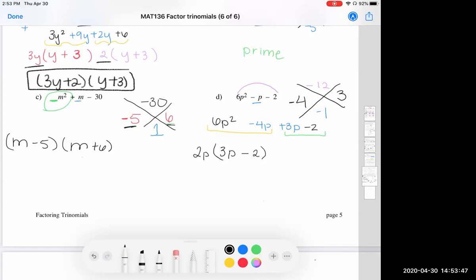And our sign is where it should be. I have a minus in the middle, like we have right here. So let's just write a placeholder, a plus 1, 3p minus 2. Now that we see we have the same thing in the parentheses, let's factor it. 3p minus 2 times 2p plus 1. That's our answer.